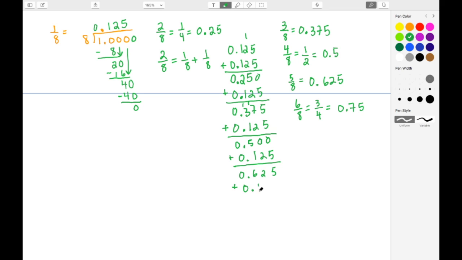So we're going to add in another 125 thousandths. Well, we have 25 and 25 to give us 50, and then 6 and 1 to give us 7. So here we are at 750 thousandths, which is the same thing as 75 hundredths.